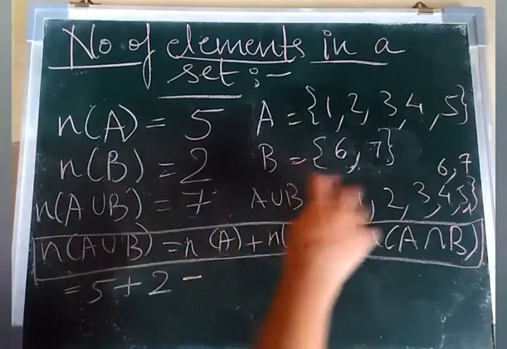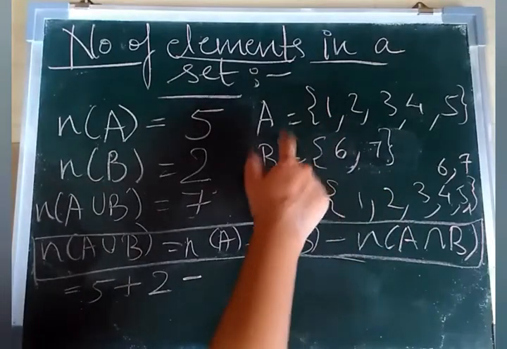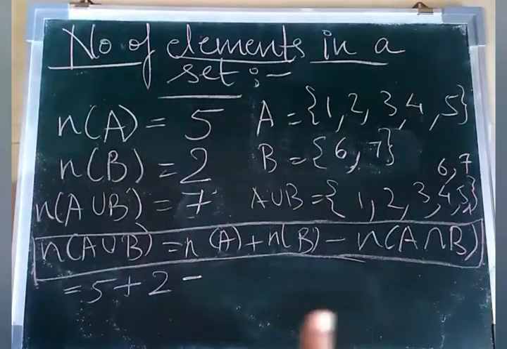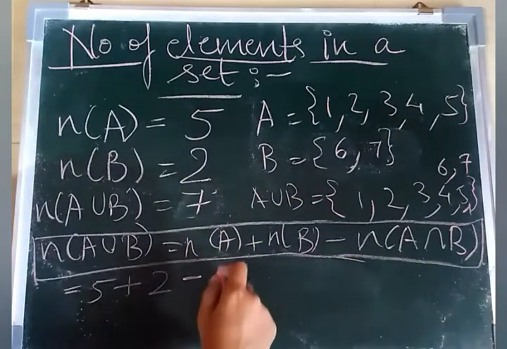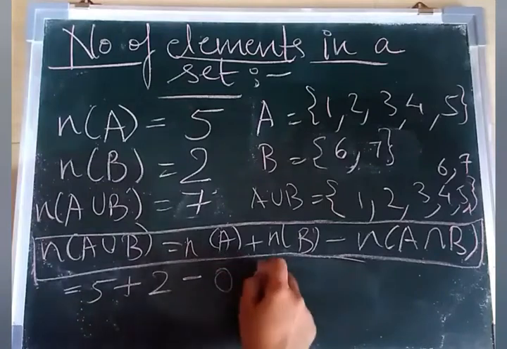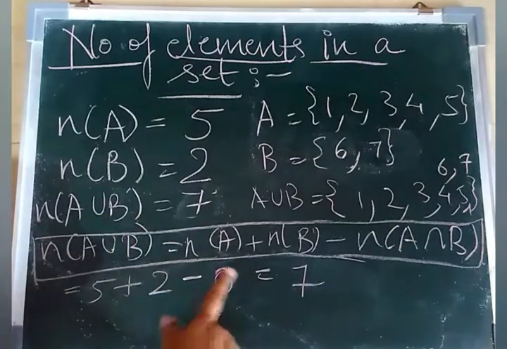If we take the intersection of these two sets, these are disjoint sets. That means their intersection is a null set. So the number of elements in a null set is 0. No elements, right? So the number of elements should be 0. So here we end up with 7. That is N of A. So here also we have verified.